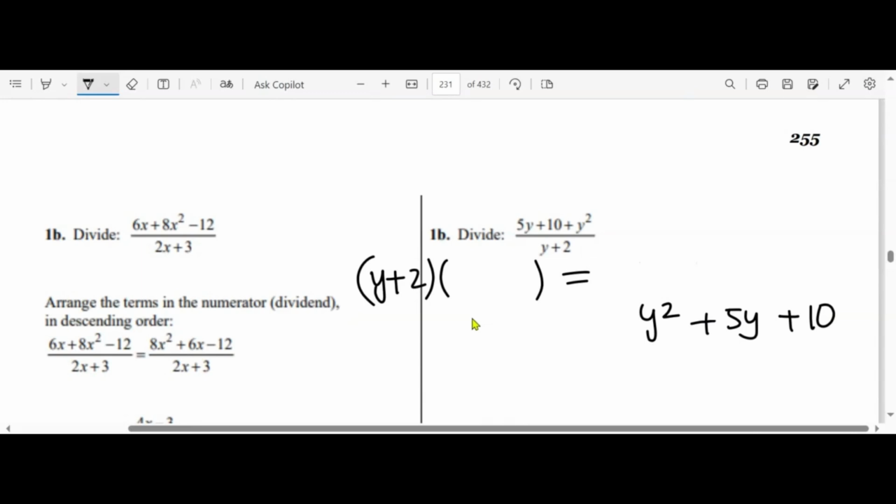I think 10. Yeah, 10. 10 is what by what? 5 by 2. 2 times 5. Does it give you, if you add them, 5? No. Or 10 times 1, does it give you 5? No. Any other numbers that give you 10? Maybe the method doesn't always work. Exactly. So we have to do the long division.